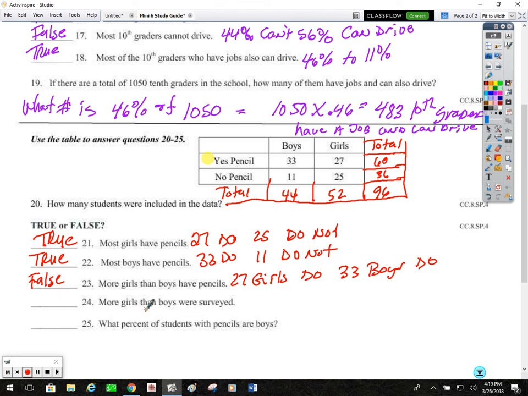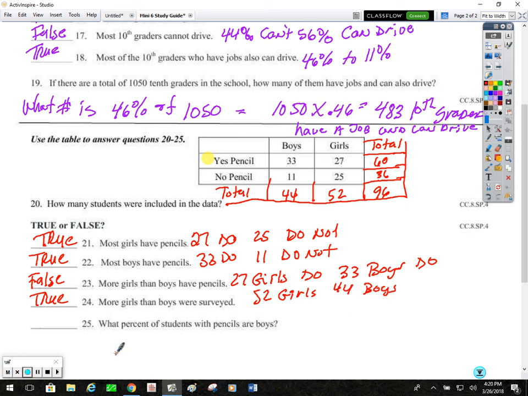More girls than boys were surveyed. So here we're looking at the total. So the total of girls is 52. The total of boys is 44. That one is a true statement. 52 girls and 44 boys.